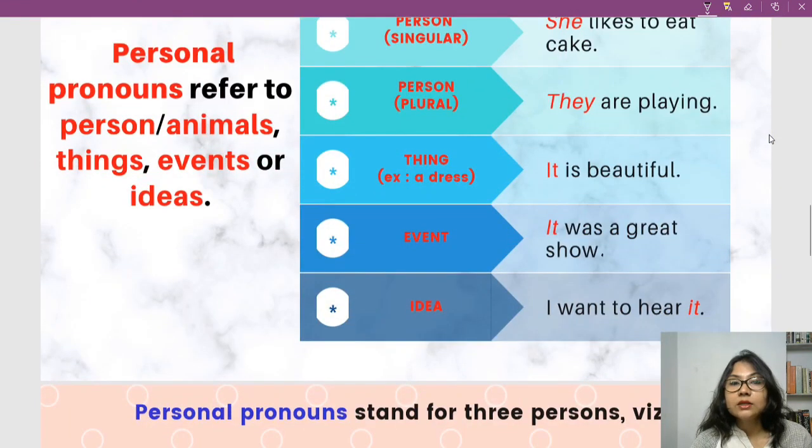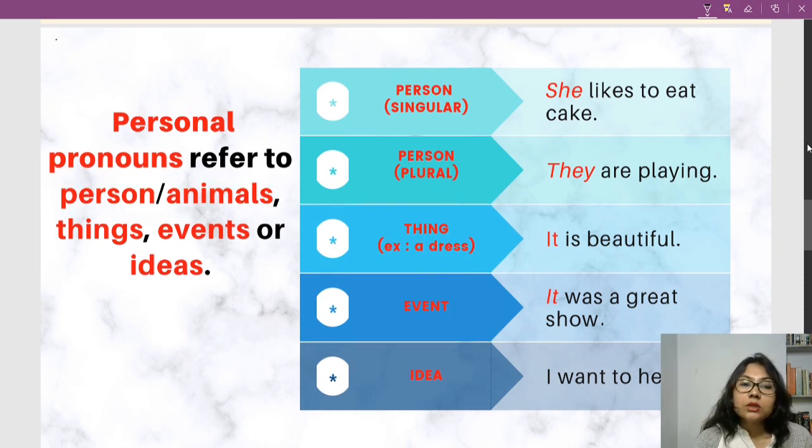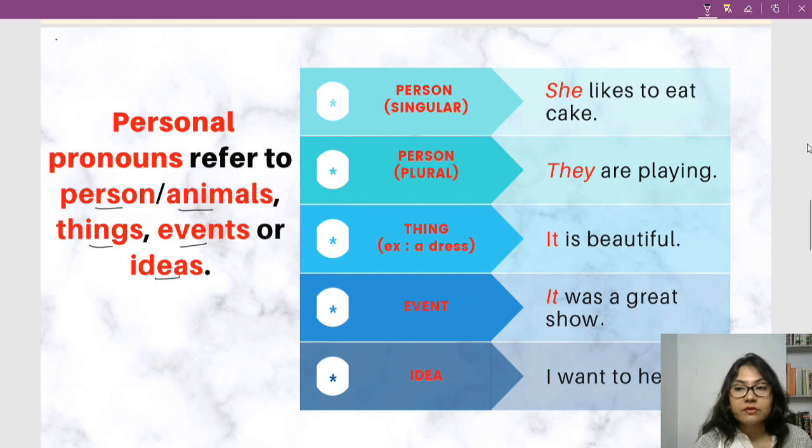Now let's have a look at this chart. What does it say? Personal pronouns refer to person, animals, things, events or ideas. Now let us understand them with the help of some examples. You can very well see in this chart over here that I have given.